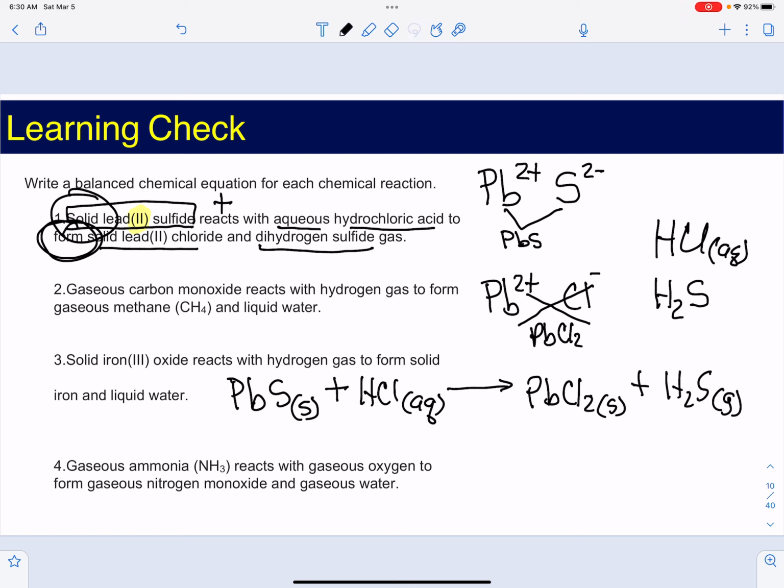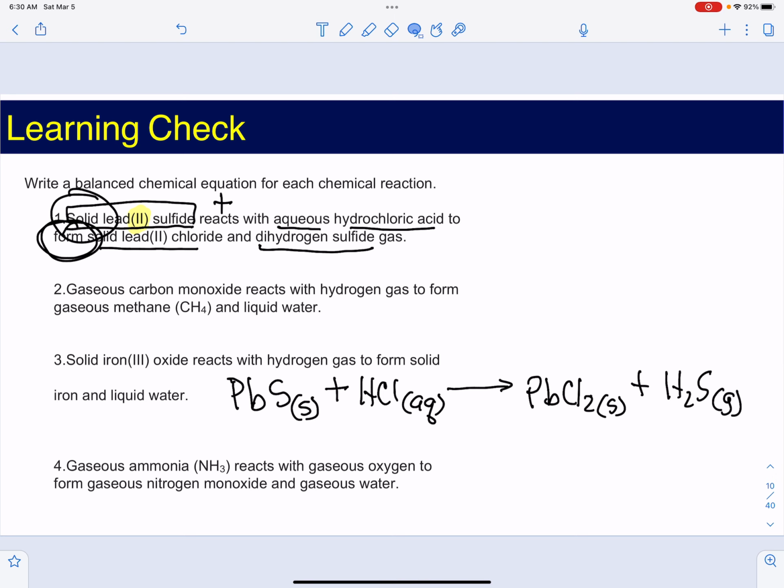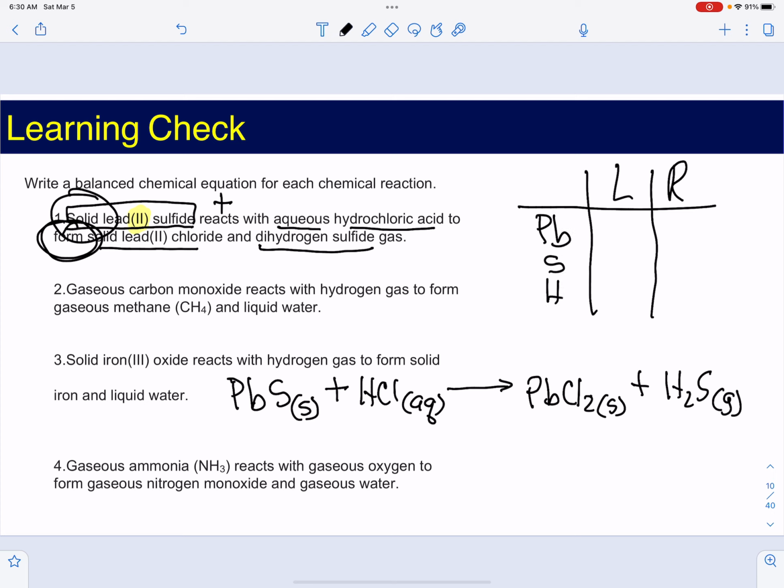So now all we have to do is balance the equation. First thing, let's make sure it makes sense. Do we have lead on both sides? Do we have sulfur on both sides? Do we have hydrogen on both sides? Yes. So every single element on the left is represented on the right side. Left side versus right side: the elements are going to be lead, sulfur, hydrogen, and chlorine.